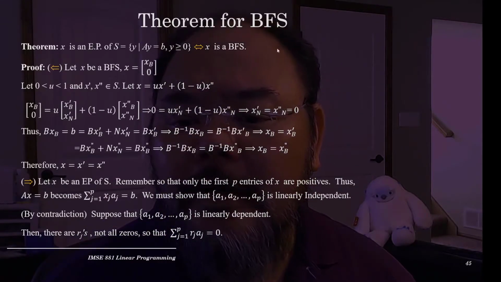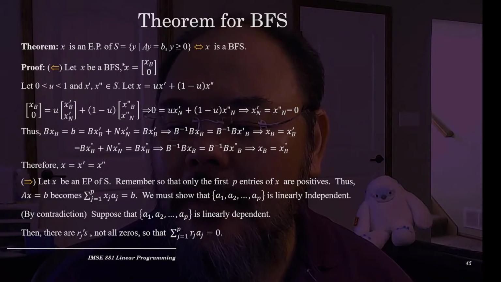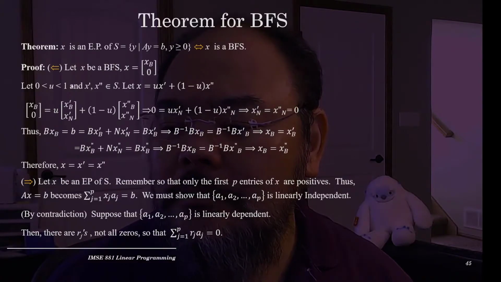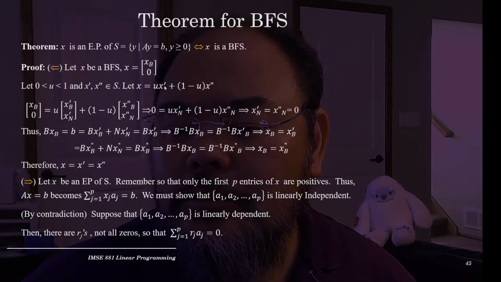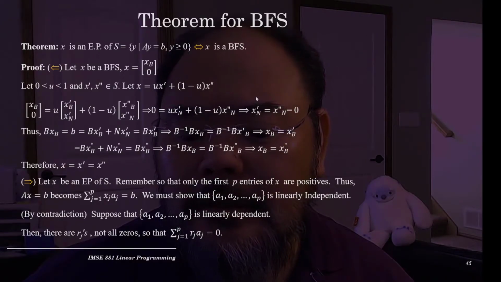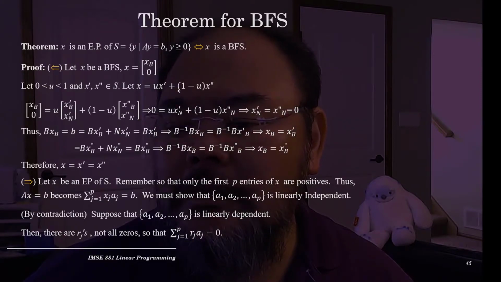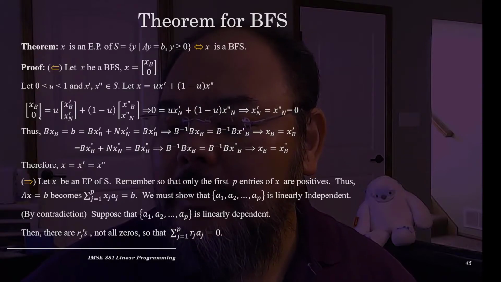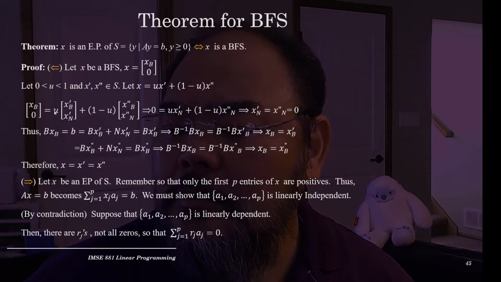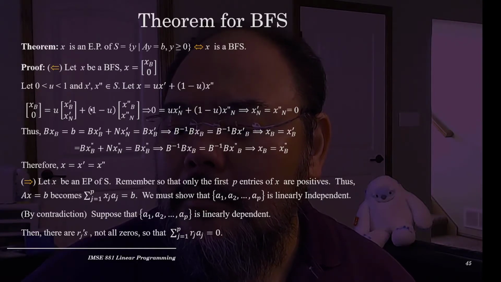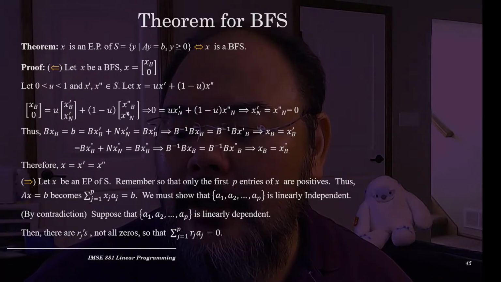My logic is, if X is a basic feasible solution, which has this format, XB and 0, then we find a so-called convex combination weight, the convex combination between X prime and X double prime representing this current point, the basic solution X. I'm trying to show that X prime and X double prime are exactly the same, equal to X. So here we do the convex combination using the definition of a basic solution: XB and 0 equals U times XB prime and XN prime, plus 1 minus U times XB double prime and XN double prime.